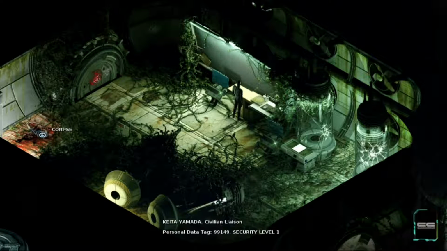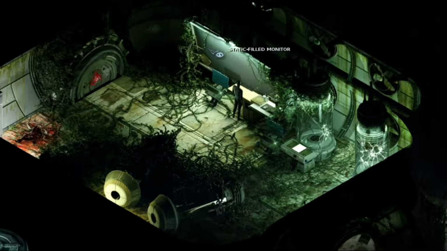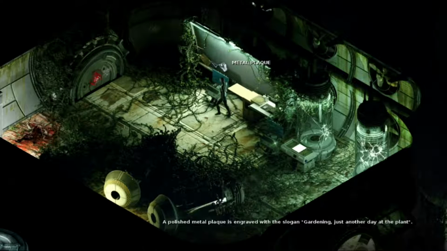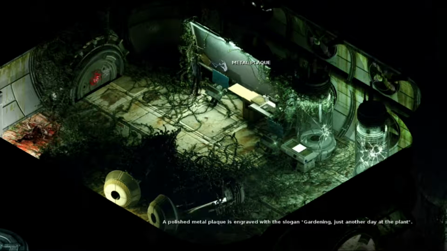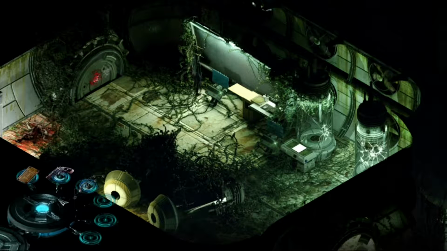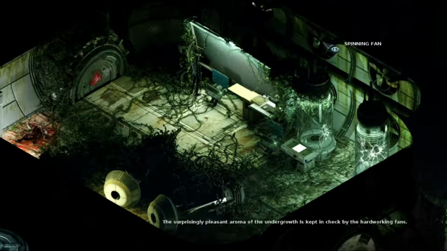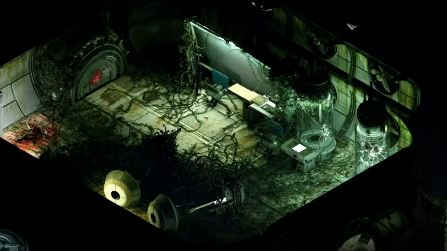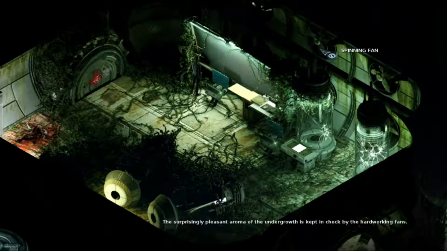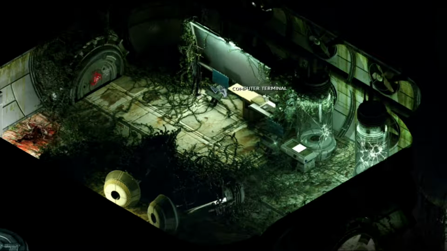Corpse, Keita Yamada, civilian liaison. Okay. Overgrowth, metal plate. Okay, let me see that. Okay, so we grab something here. Okay. We gotta really be careful to check everywhere so we don't miss anything. So the surprisingly pleasant aroma of the undergrowth is kept in check by the hard-working fans. Okay, so let me check this computer.